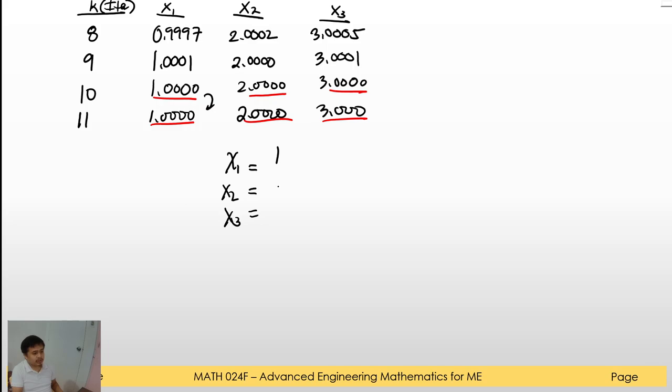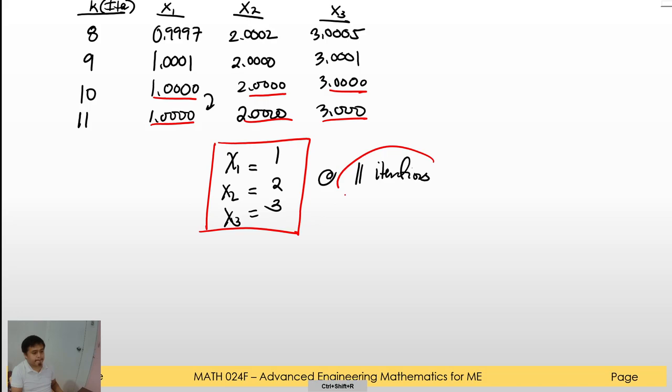Okay, so we utilized 11 iterations. Okay, so this will be your solution set. So X tilde will be 1, 2, and 3. And actually, this is also the exact solution. Okay, so that will be all for this method.